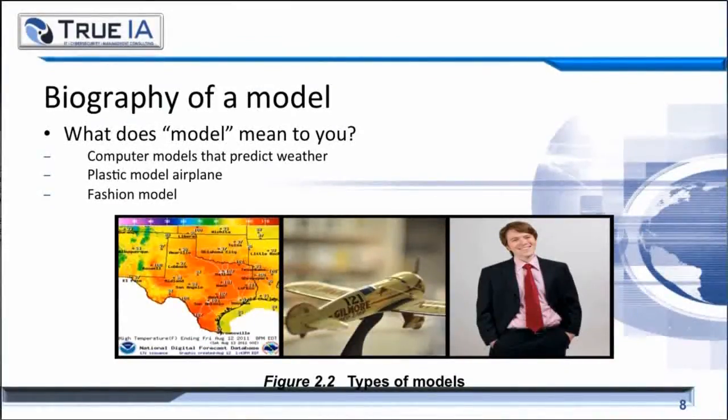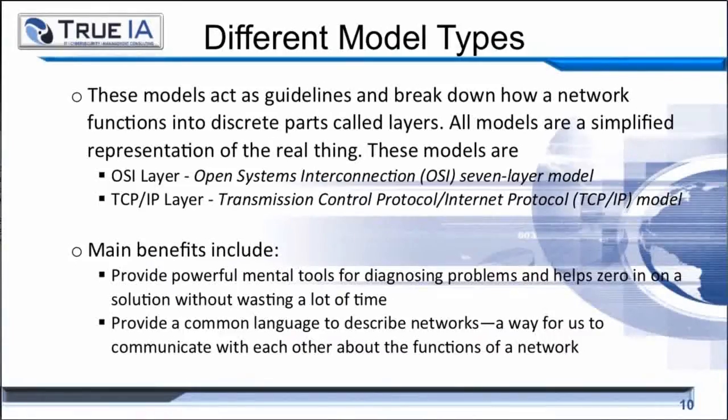What is a model? We have lots of them around us: computer models that predict the weather, plastic model airplanes, fashion models. They're all models. The model has the major functions of the real item. There are different model types, especially when we start talking about networking. These two models, the OSI layer model and the TCP/IP layer model, act as guidelines and break down how a network functions into discrete parts called layers. All models are simplified representations of the real thing.